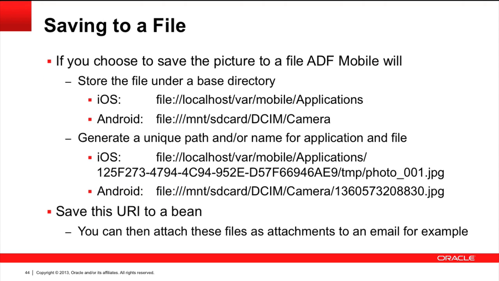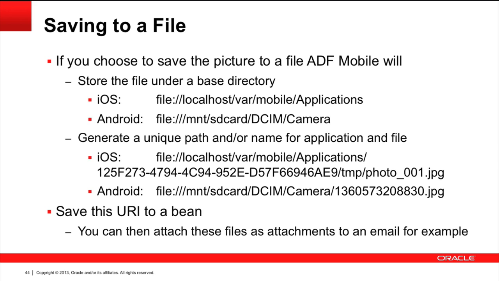So when you take a picture with the different devices, where the file is actually stored is different on different platforms. We can see here in this particular slide for iOS and Android. On iOS, the pictures get stored in localhost file mobile applications, and on Android it goes into a location MNT, which is mount, SD card, DCIM and camera. The actual path and file name after that is again platform specific.